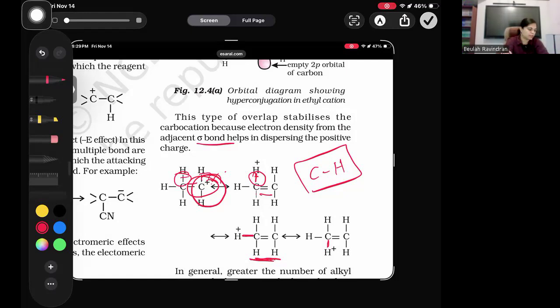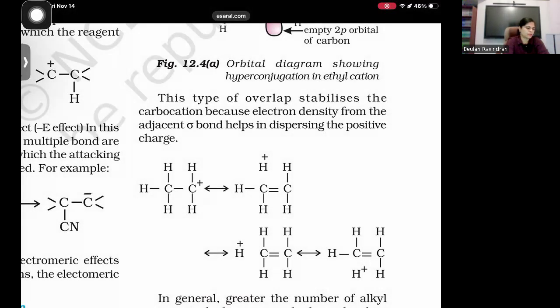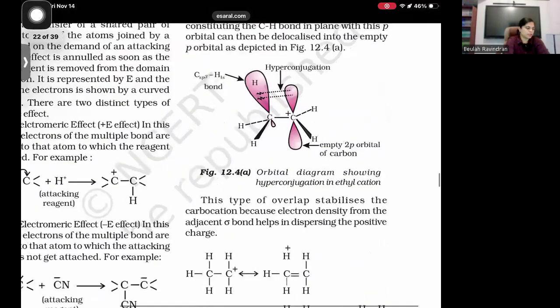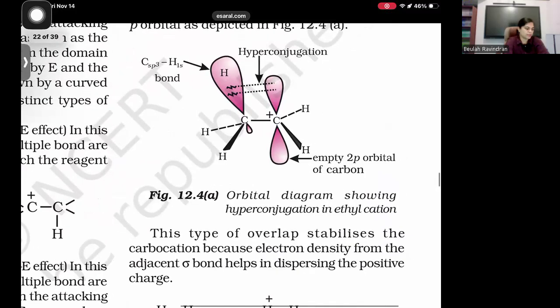So 1, 2, 3, like this. So it is formed directly related with the number of hydrogen atoms that you know, right? So keep in your mind, this is the hyperconjugation. Very simple. You can understand this. See, here also it is happening, right? This bond is balanced.